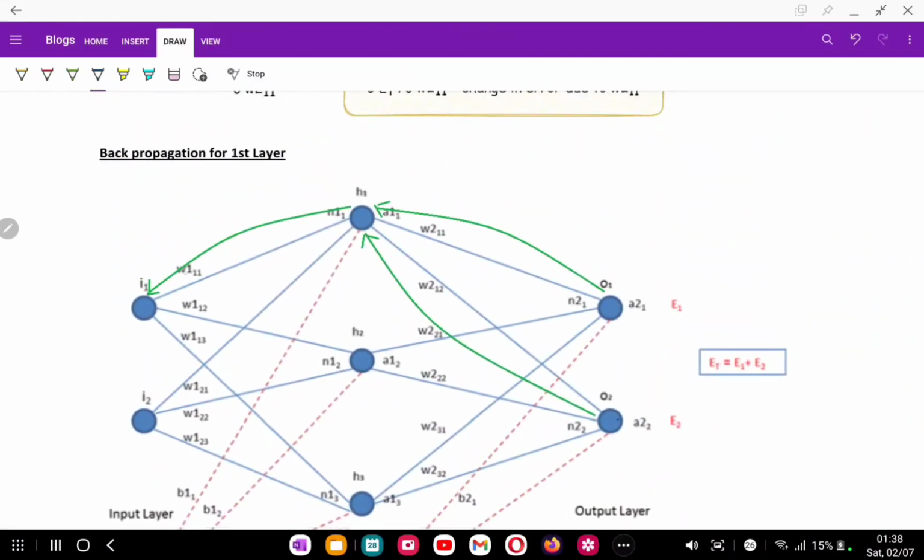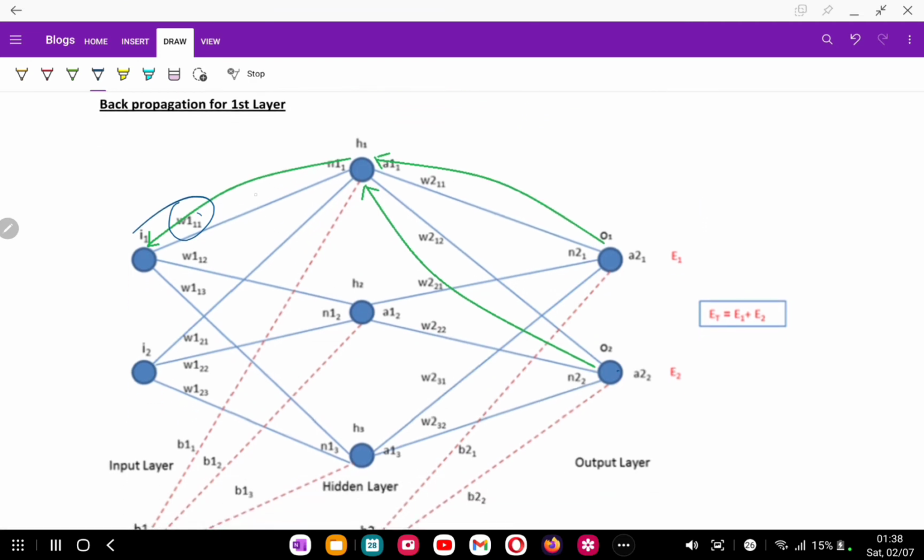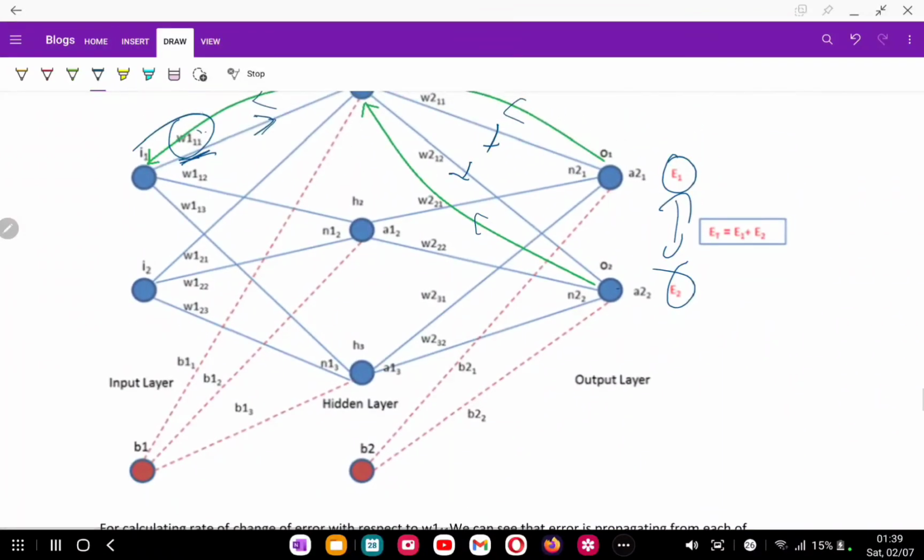Like if you want to calculate what's our error with respect to W111, we can see that during forward pass this has been split into this and this, so it's contributing to both the errors. So it means both are going to play a part when adjusting its value during the backward pass, because it is contributing, right? As you can see from these arrows, like all the errors are back propagated. So we are going to calculate this, and similarly the rest of the equation can be solved.